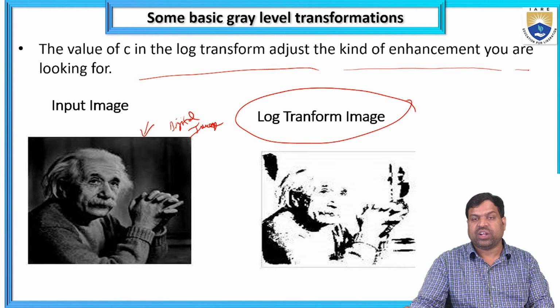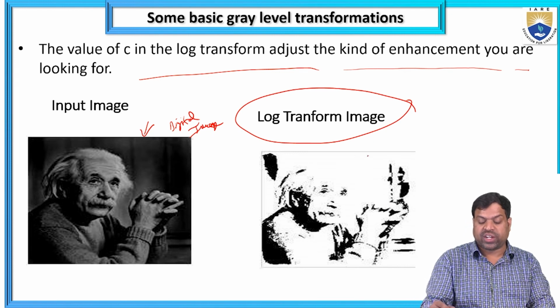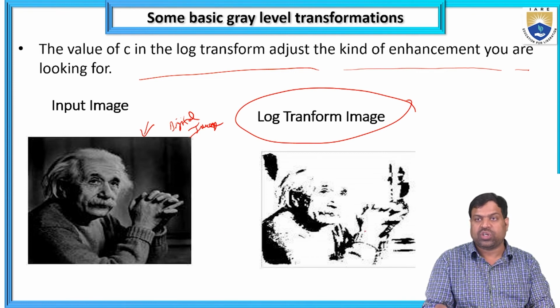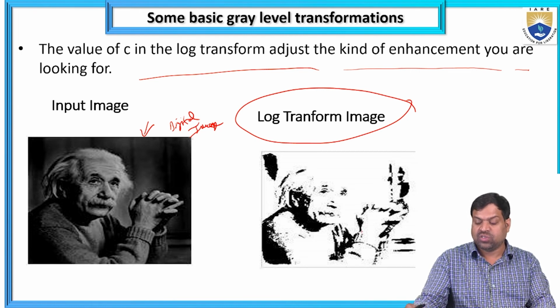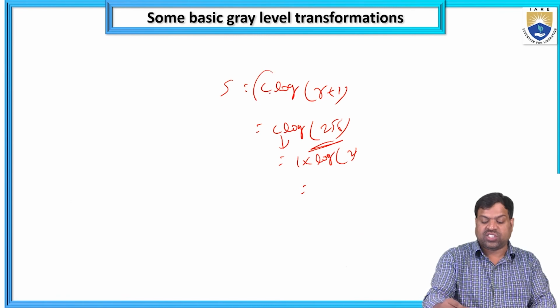So these are the logarithmic values. After getting the logarithmic values, the output image is like this. It is the input digital image, and it is the output logarithmic image. The value of C in the log transform adjusts the kind of enhancement. So here we adjust the image with C.